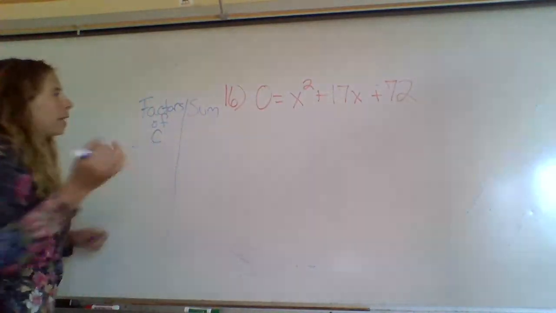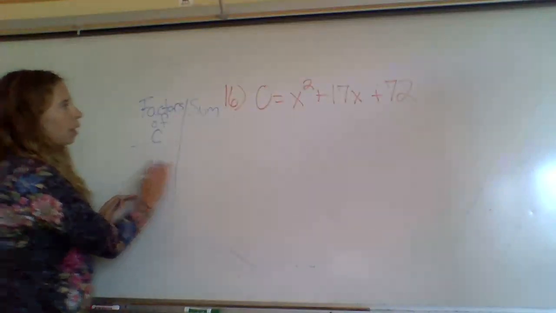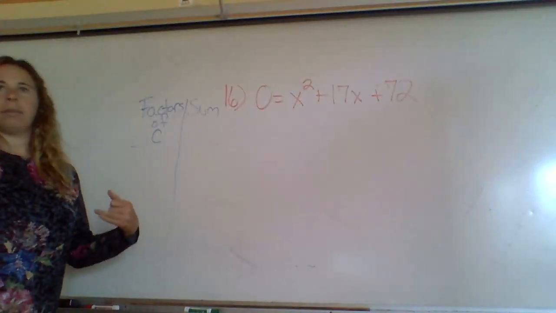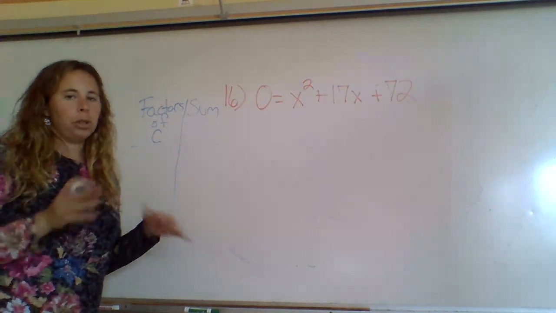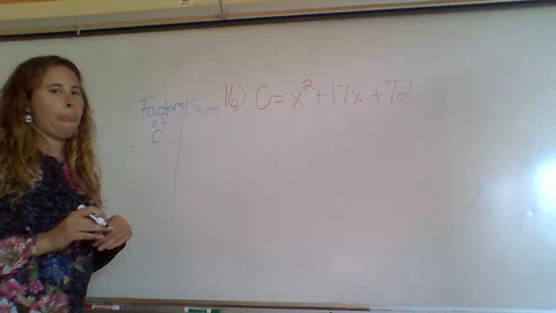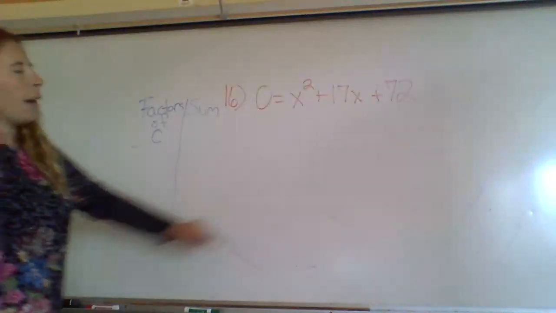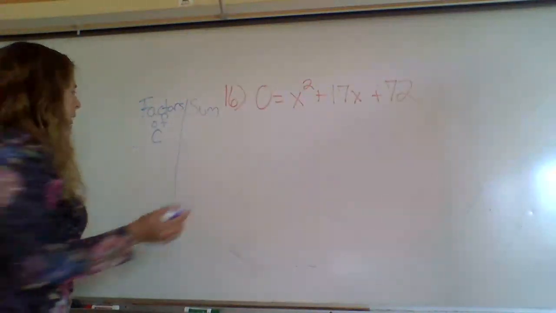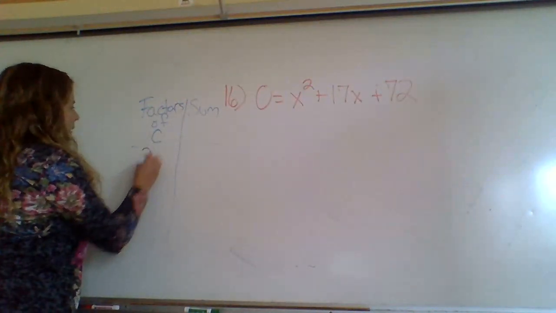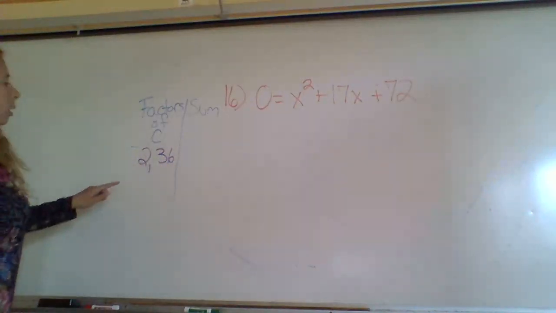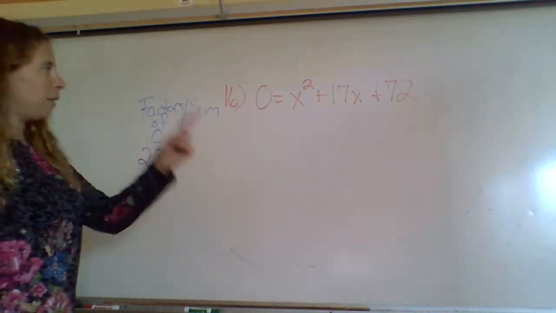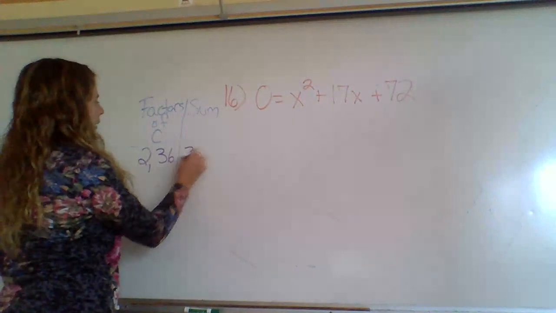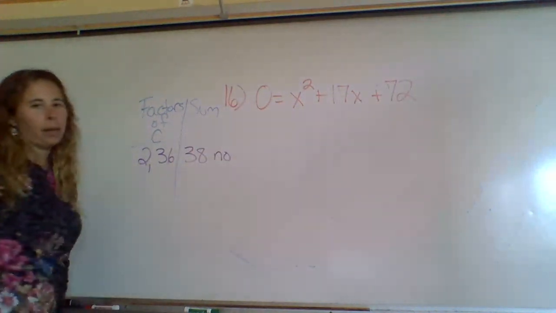Sorry, sidetracked. Anyways, so factors of 72. If you can't think of any, you could always do a factor tree for it. Okay. Factors of 72. The first one, honestly, that popped in my head was 2 and 36. So 2 times 36 is 72, but then we have to add them together. 2 plus 36 is 38. So those are not the correct factors.